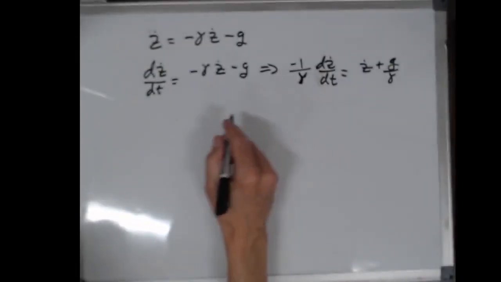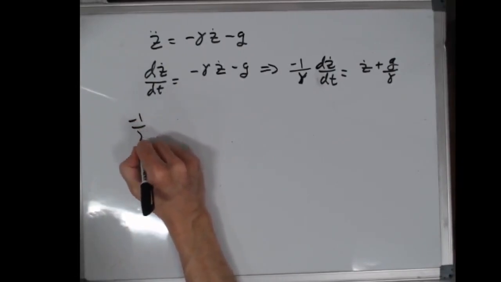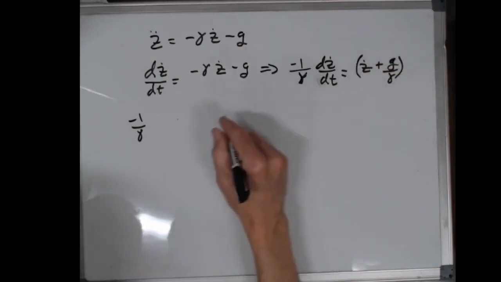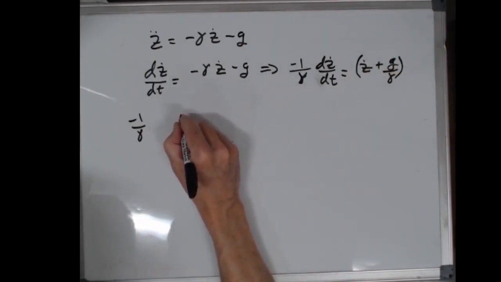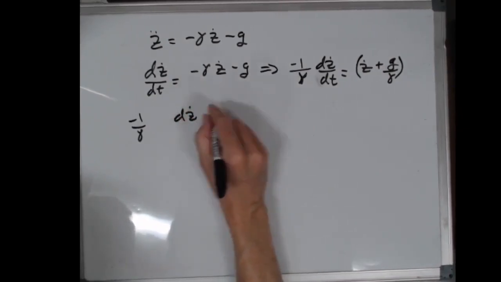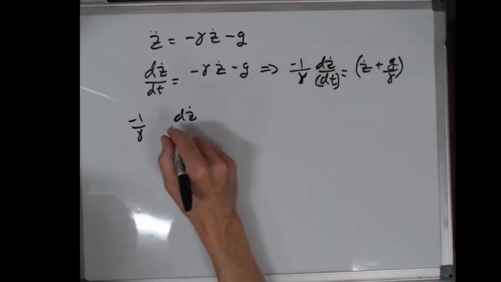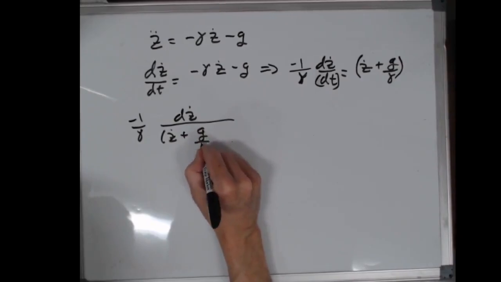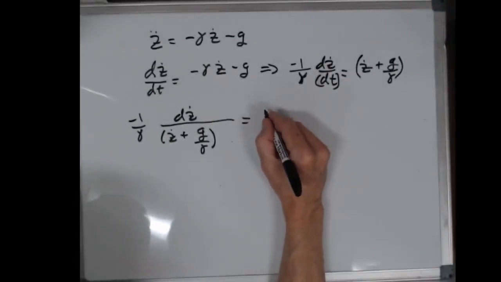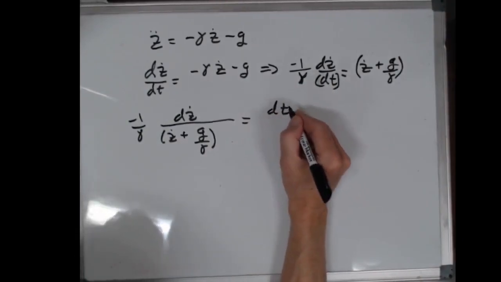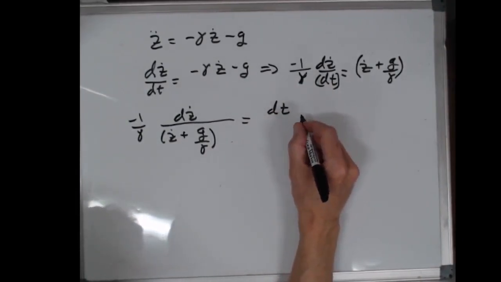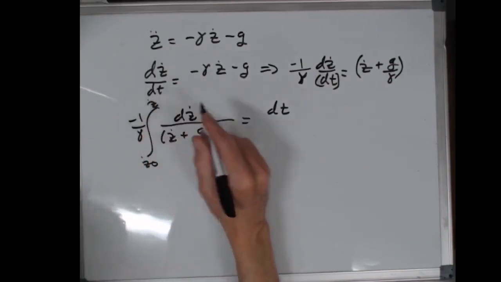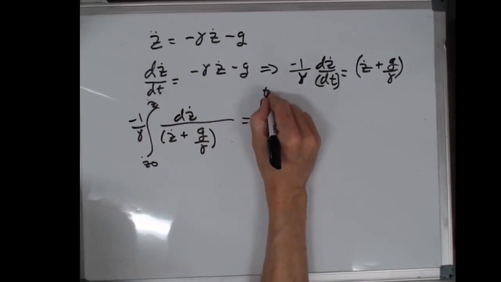And then I can separate variables on this, and I'm just going to carry that minus 1 over gamma along, and then I'm going to divide both sides by this piece. And so I'm going to say dz dot, and I'm going to multiply both sides by dt. And so I'm going to get dz dot over z dot plus g over gamma is equal to dt. And now I want to integrate these things from z naught dot to z dot, and from 0 to t.